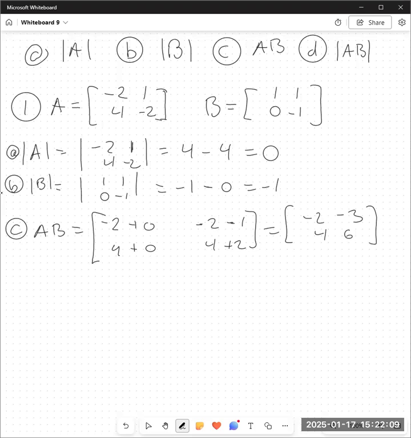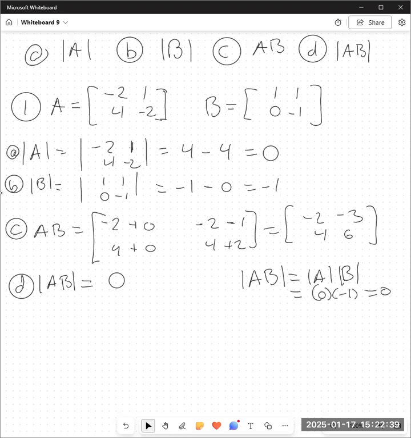And the determinant of that, because row 2 is -2 times row 1, is going to be 0. And what they want you to see there is that the determinant of AB was equal to the determinant of A times the determinant of B. And that was 0 times -1, which was still 0. So we'll use that property coming up in a few more problems.